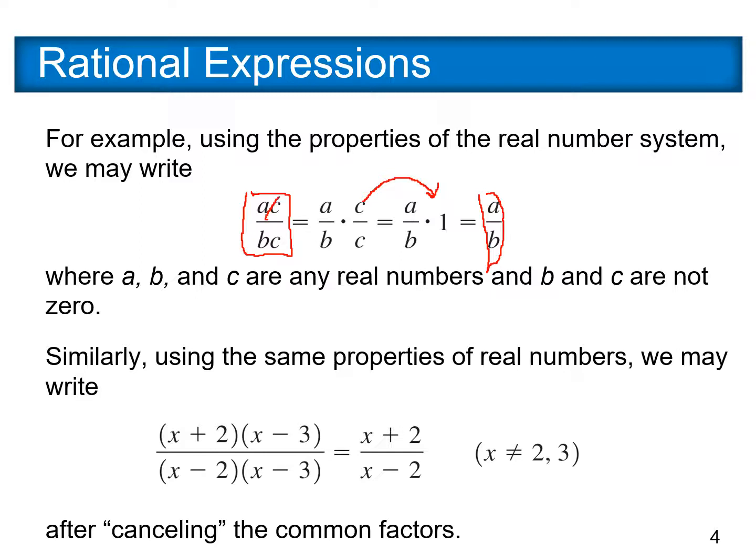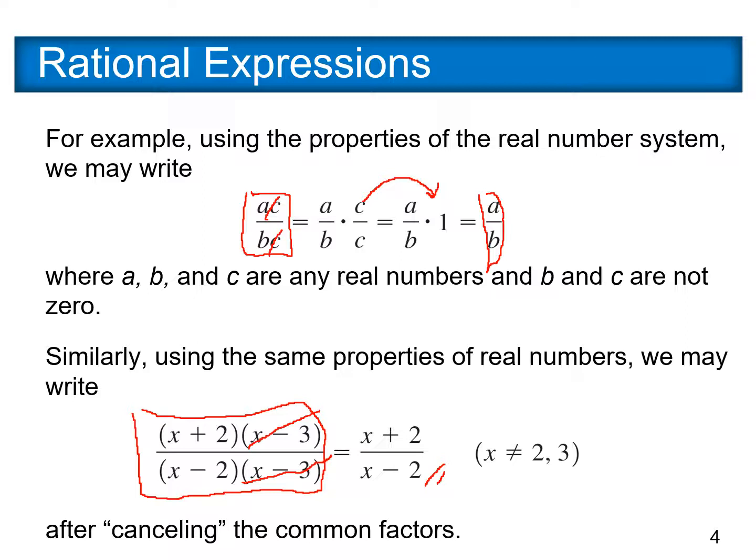The operation we just did here was cancel. If you notice, I canceled the C with the C at the bottom. Similarly, we can use the same properties for real numbers to rewrite this expression over here, where we have x plus 2 multiplied by x minus 3, divided by x minus 2 multiplied by x minus 3. I can cancel the x minus 3's, and I will get only x plus 2 and x minus 2. And remember, this is only possible as long as x is different from 2 or 3, because otherwise in our original rational expression we would divide by 0.